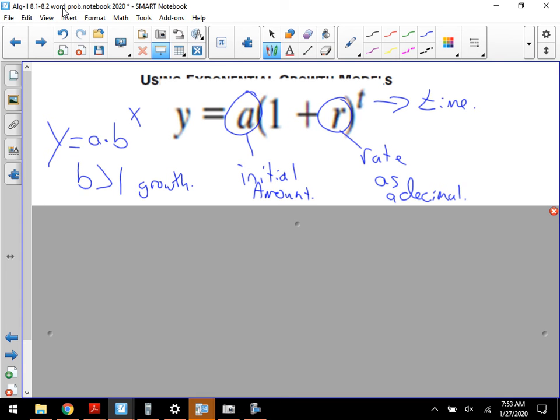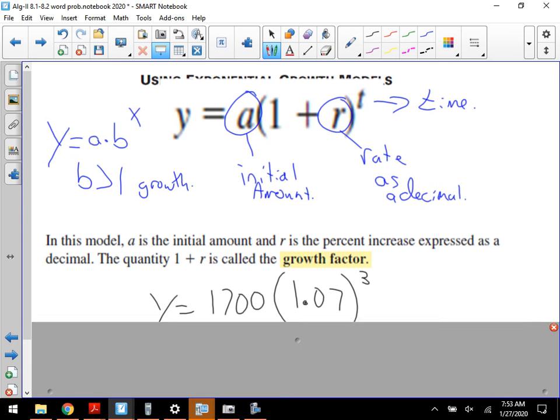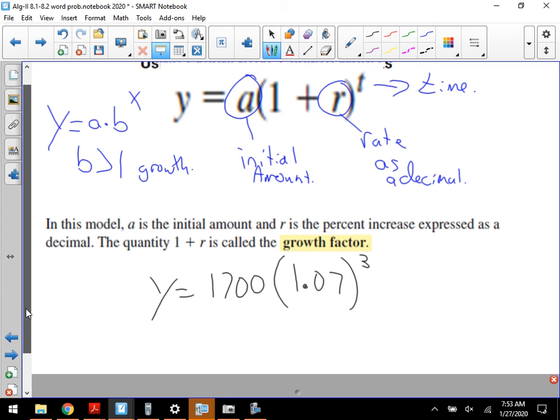So what happens then, we just start pulling pieces apart. For example, if I have a function of y equals 1700 times 1.07 to the third power, that means what's your initial amount? 1700. What was my rate? 7%. And how many years was this for? If I'm saying years, 3. That's what the stuff looks like. Okay. It is very straightforward.